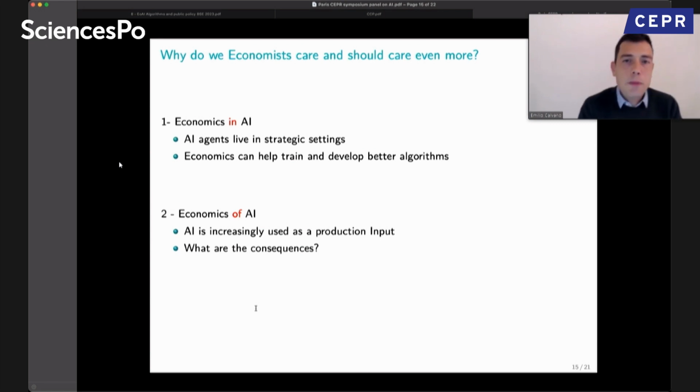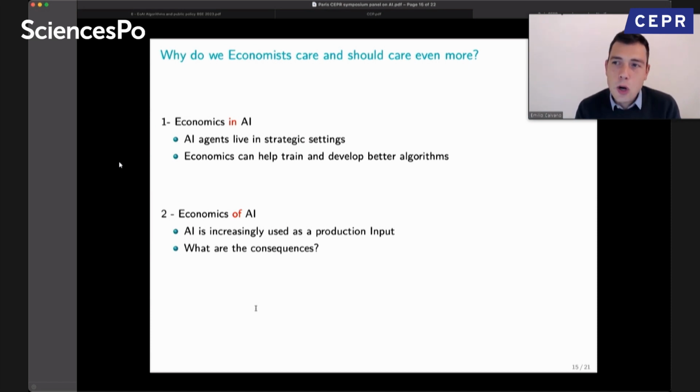So why do we economists need to care, and should care even more? Well, for two reasons. First of all, there's lots of economics in AI, in the sense that those who develop AI tools do so with the objective of unleashing them in strategic settings. And so strategic reasoning, and ways to cope with it, is embedded in these tools.